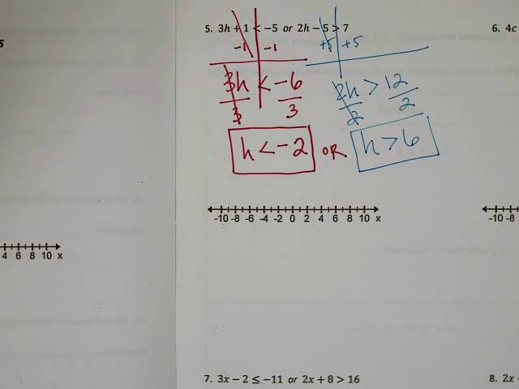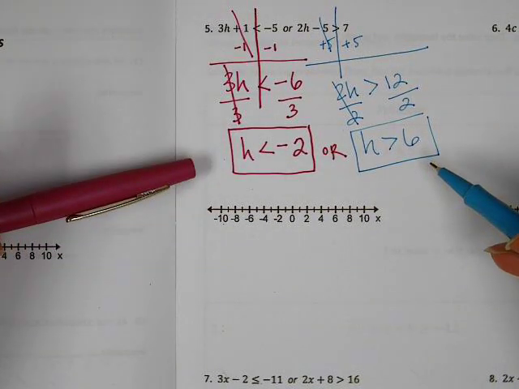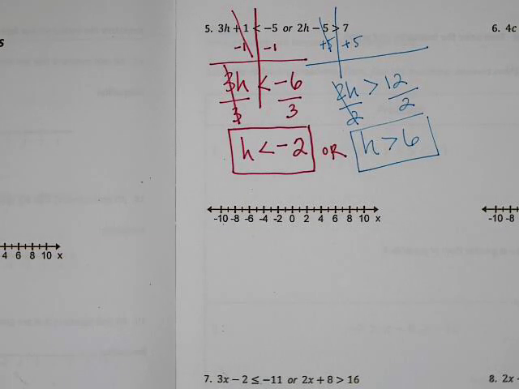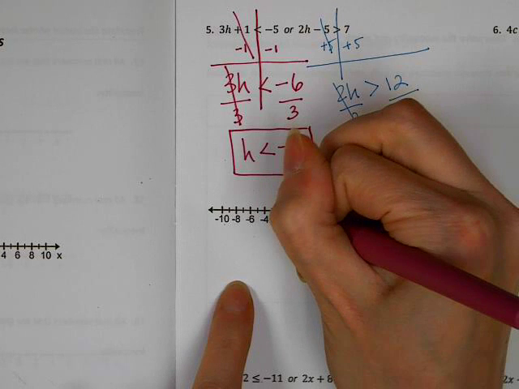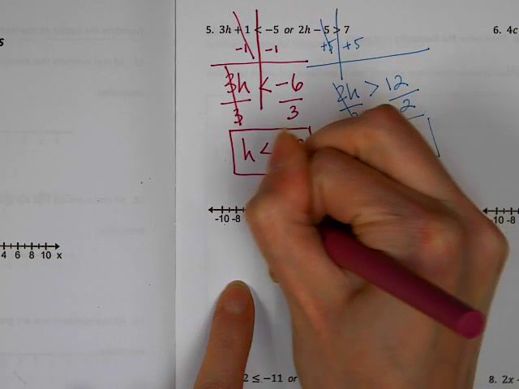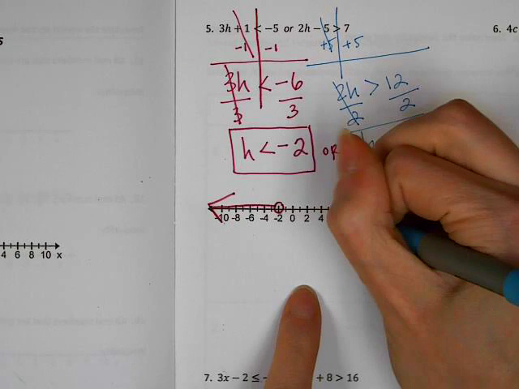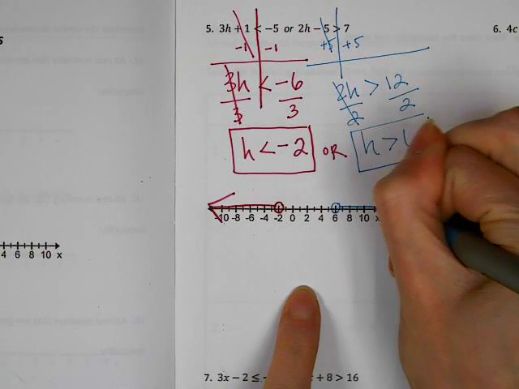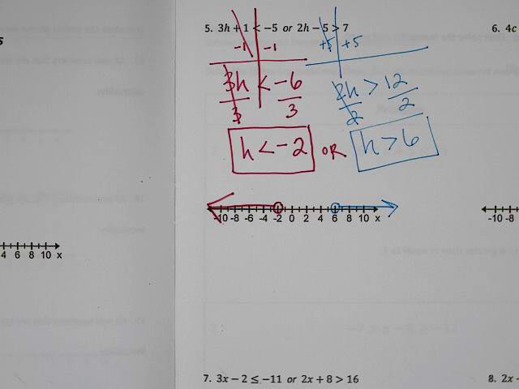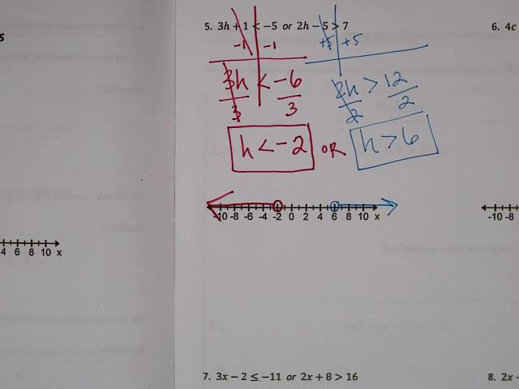And then you guys know for the ors, when you graph them, they're going to be two separate arrows. So less than -2 would be open circle to the left. Greater than 6 would be open circle to the right. So that's how you graph the ors. Well, let's try one more of those. We'll do number 7.